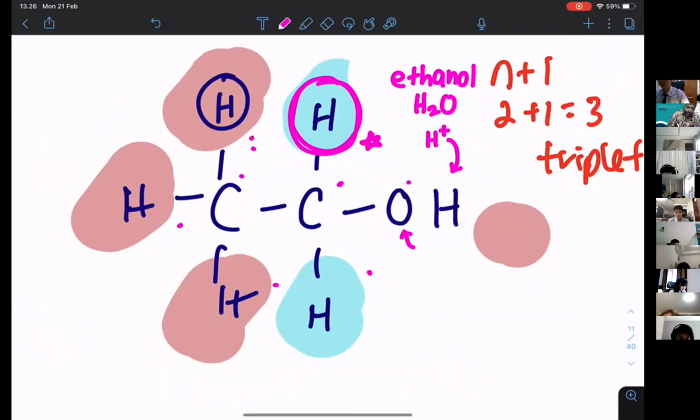When you have this hydrogen, how many neighboring? You don't count 1, 2, 3, 4. You count neighboring from here. Only 2. So that is how it works. So you look at the carbon adjacent. Carbon adjacent. Only special case for OH and NH.